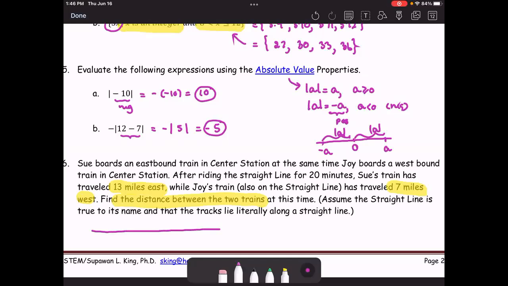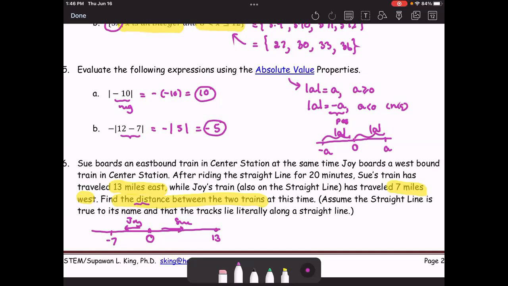Use the real number line to represent the direction or the distance for these two trains. In Central Station, at the beginning point of time, or we set it up at 0, Sue travels east. After 20 minutes, the train has traveled 13 miles. Sue travels east and then Joy travels west. Since it goes in the opposite direction, we use the positive side for Sue's distance and the negative side for Joy's distance.